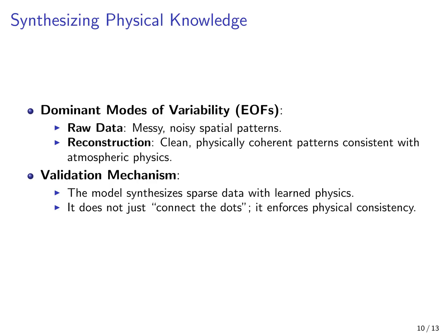Now, this slide is super important for validation. What we're looking at are the dominant modes of climate variability. You can think of them as the EOFs, or the principal components of the data. On the right, that's what you get if you just use the raw, sparse historical records. It's messy, kind of noisy. But on the left, that's from the model's full reconstruction. Look how much cleaner and more physically coherent those patterns are. This is the smoking gun, really. It shows the model isn't just playing connect the dots, it's actively synthesizing the sparse historical data with the underlying climate physics it learned from the simulation. It's producing something new and more meaningful.